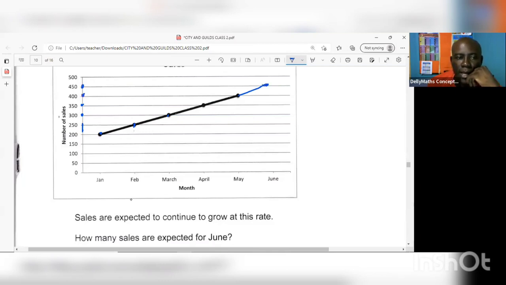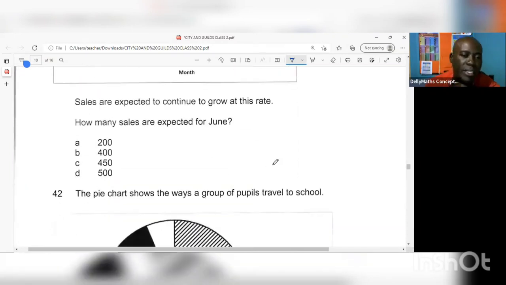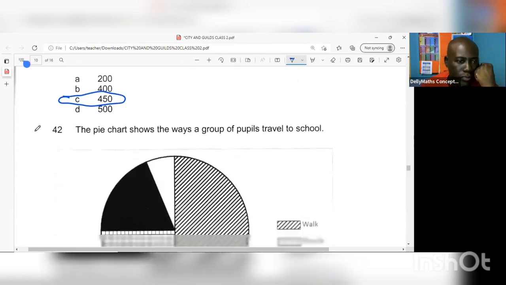So we move from that to that. So it's going to be 450. So the question is, how many sales are expected here? I'm expecting 450 in June.